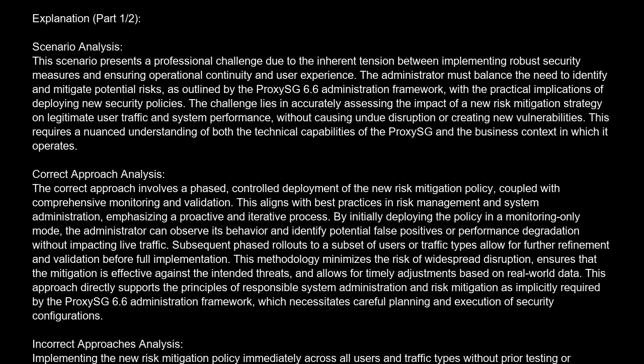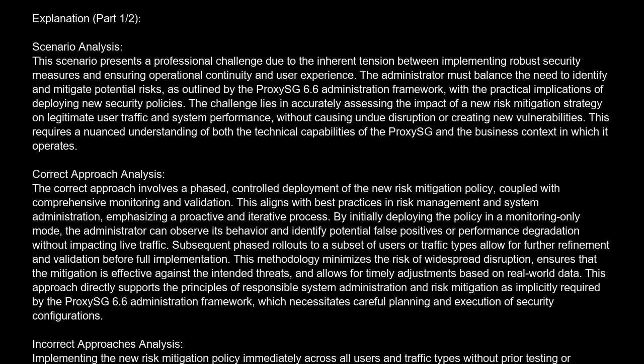The correct answer is D. Implement the new risk mitigation policy immediately across all users and traffic types to ensure maximum protection against the latest threats. Explanation. Scenario analysis. This scenario presents a professional challenge due to the inherent tension between implementing robust security measures and ensuring operational continuity and user experience.